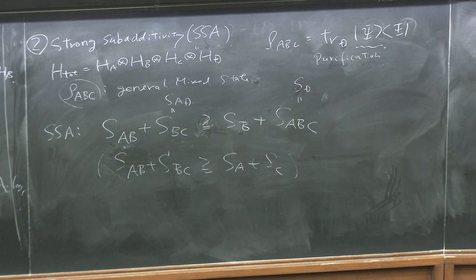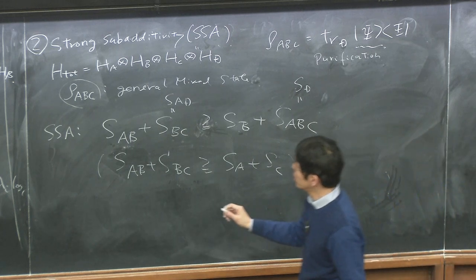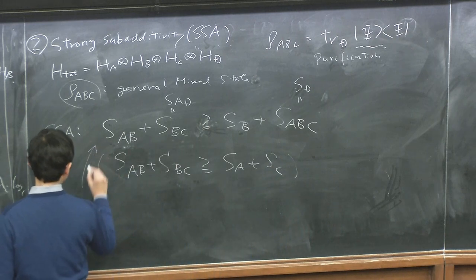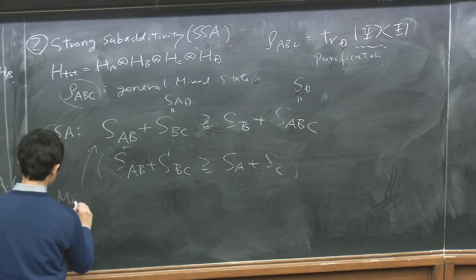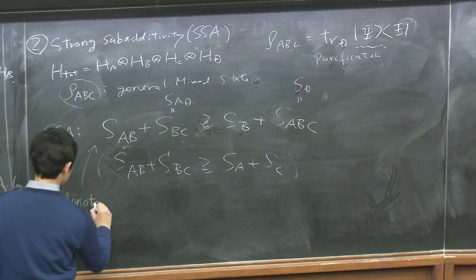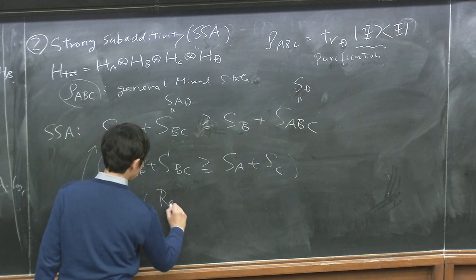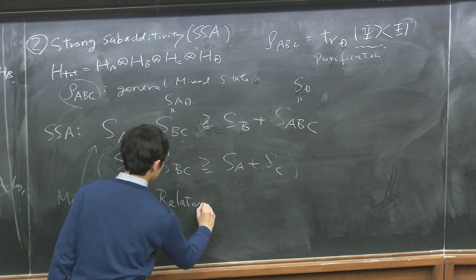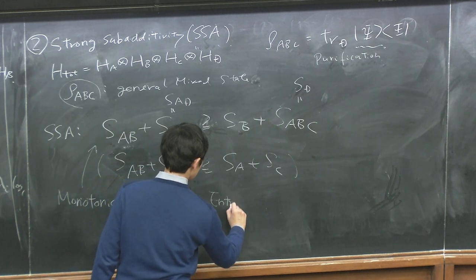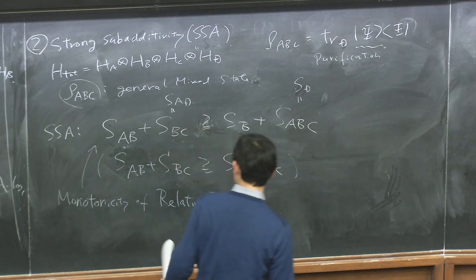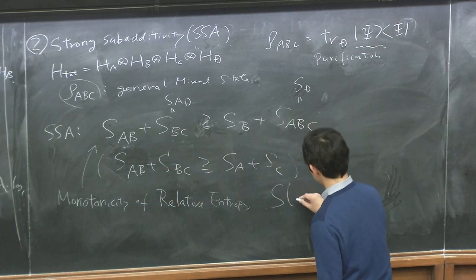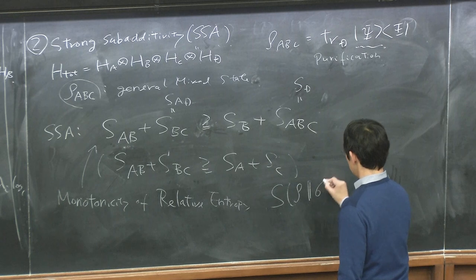I'd also like to mention, even though I don't have enough time to explain, that these inequalities can be understood more systematically from something called the monotonicity of relative entropy. Unfortunately, I don't have time to discuss relative entropy, but I'll just write the definition. It is like this.